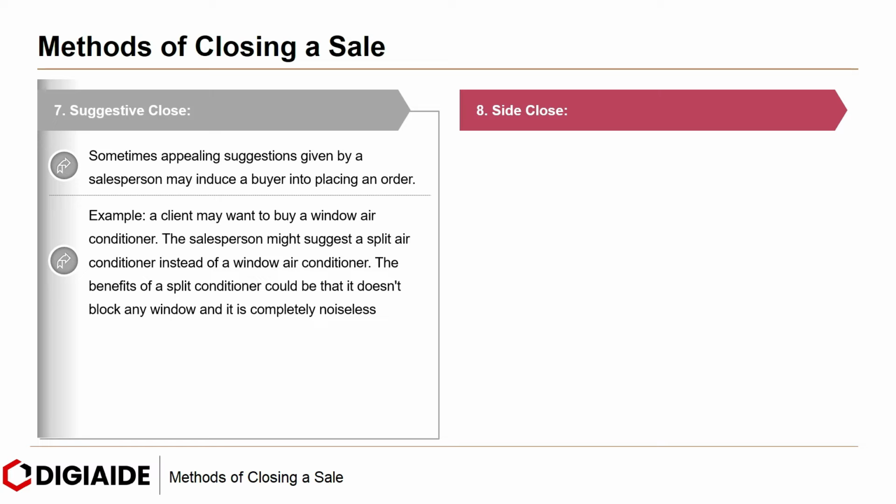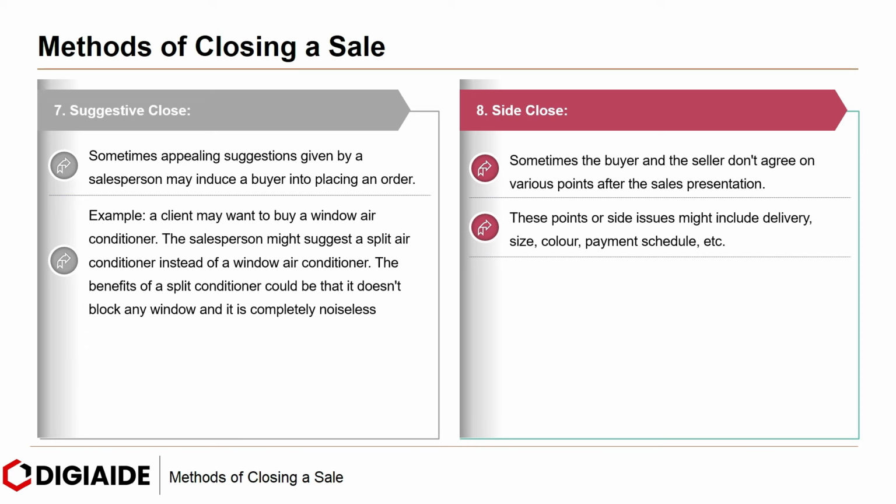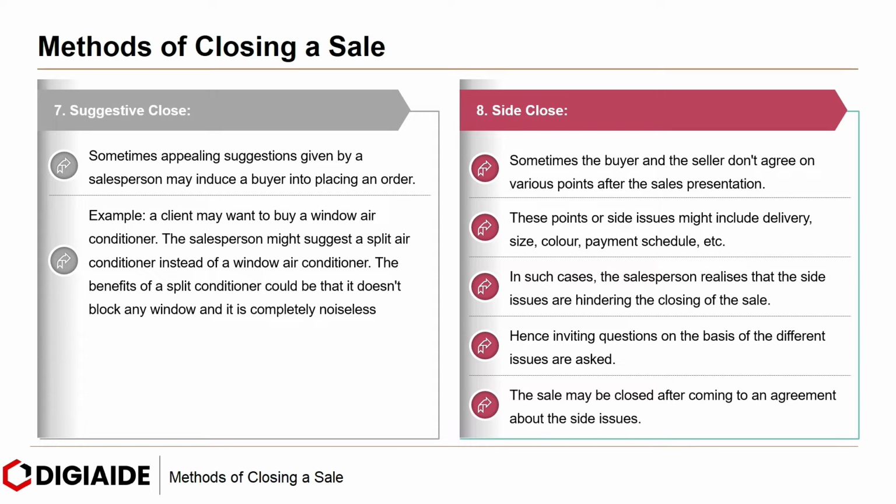Moving on to the eighth method, side clause. Sometimes buyer and seller don't agree on various points after the sales presentation. These points or side issues might include delivery, size, color, payment schedule, etc. In such cases, the salesperson realizes that the side issues are hindering the closing of the sale, hence questions on the basis of the different issues are asked. The sale may be closed after coming to an agreement about the side issues.